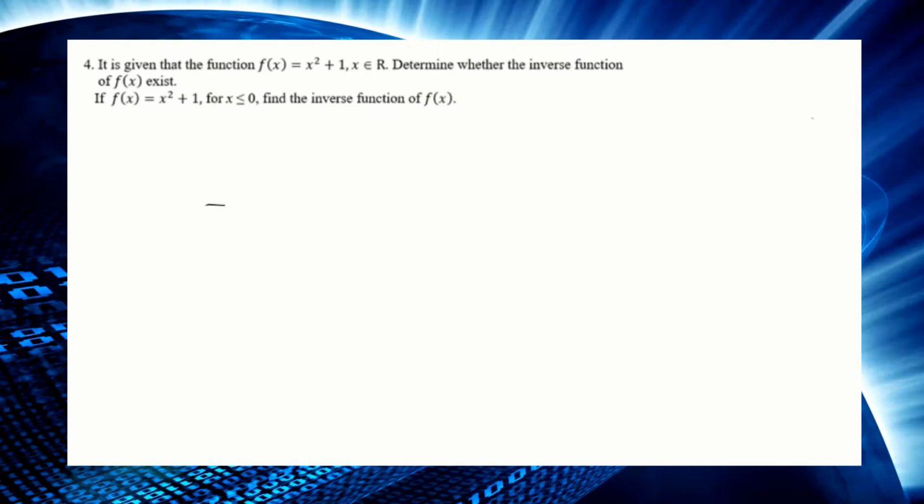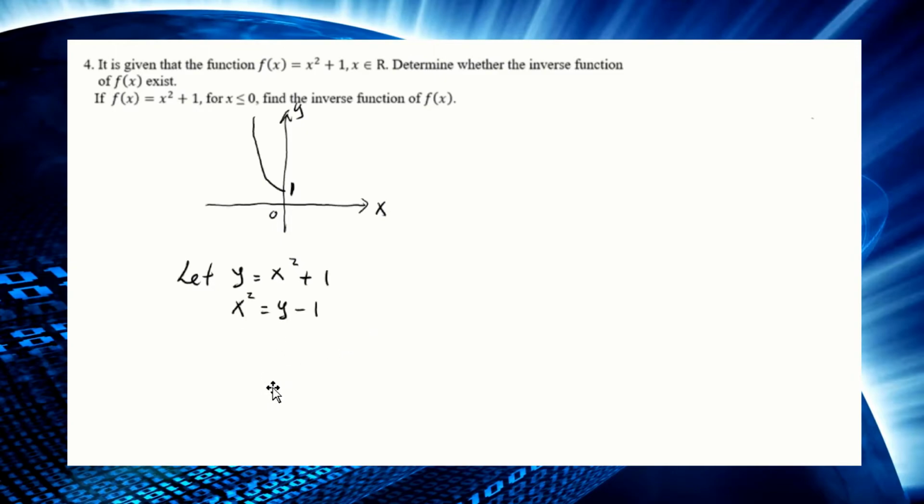So after the domain has been restricted, now the function f of x becomes a 1-to-1 function. So therefore the inverse function exists for x less than or equal to 0. Now we try to find the inverse function. Let y equals x power 2 plus 1. So now we try to find the x.